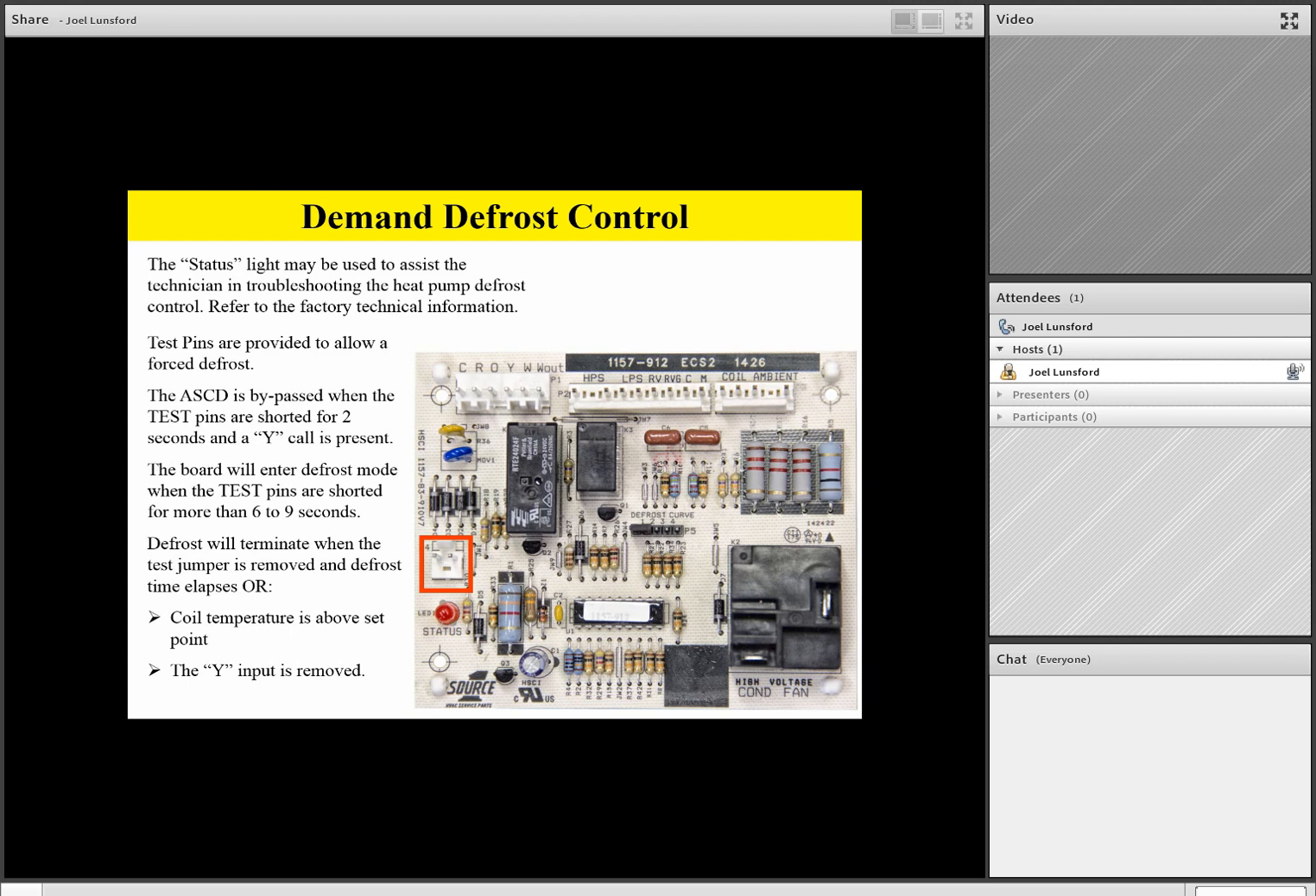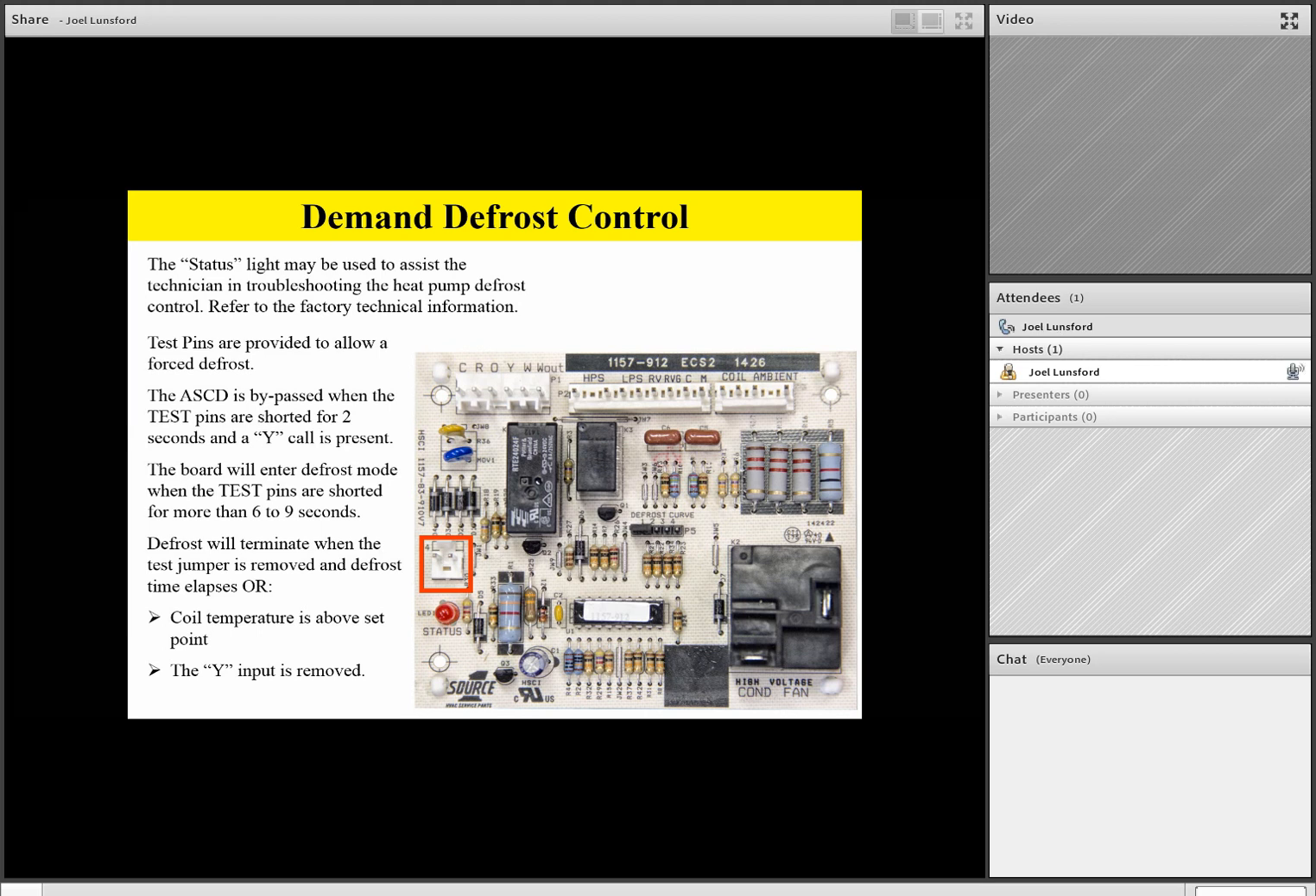Now watch this. If you continue to hold that short between those test pins. Now remember, team, that when you short those test pins, you can use a jumper wire. You can use a key. You can use a coin. Don't be afraid of it shocking you, because the truth about it is it's only low voltage DC, so it's not going to shock you. So you can use any sort of jumper to jumper those test pins.